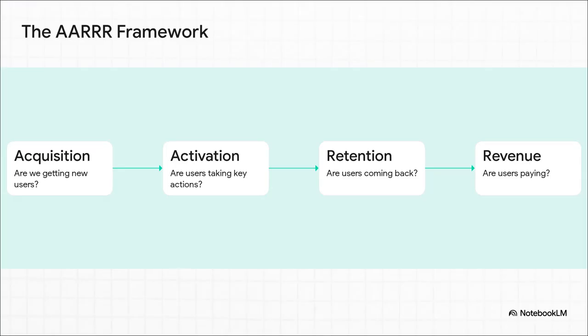This framework gives us 4 key places to look. First, acquisition. Are we just not getting new people in the door? Second, activation. Are the users we do get actually doing anything important? Third, retention. Are they coming back? And finally, the big one, revenue. Are people actually spending money? Each one of these is a potential suspect for our sales drop.